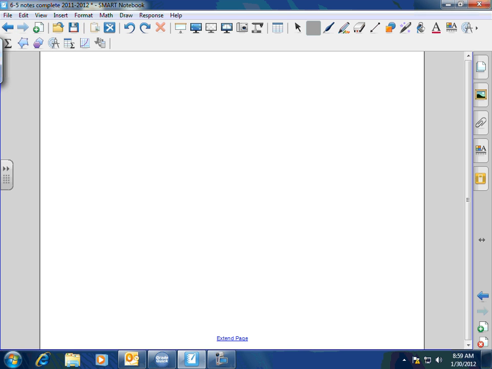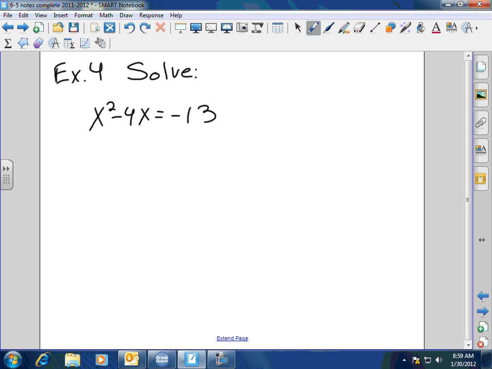Let's say I tell you, please, to solve x squared minus 4x equals negative 13. As always here, folks, we're going to have to first set it equal to 0. So this becomes x squared minus 4x plus 13 equals 0.